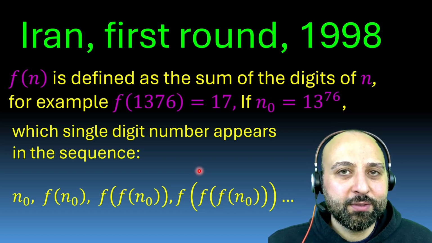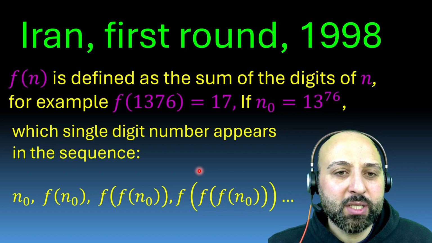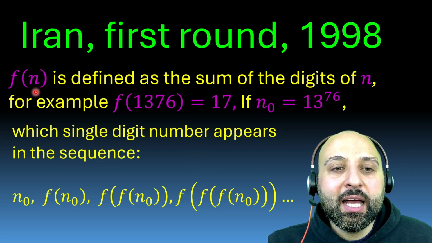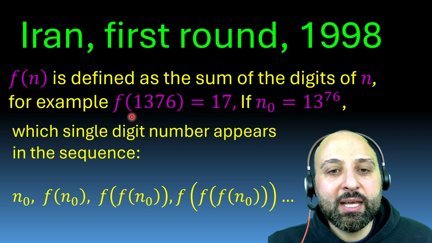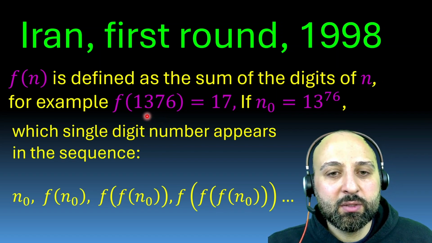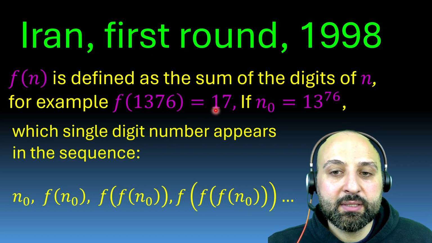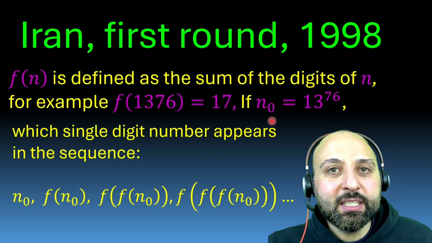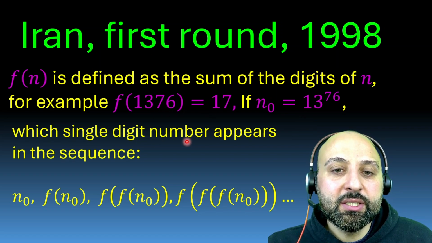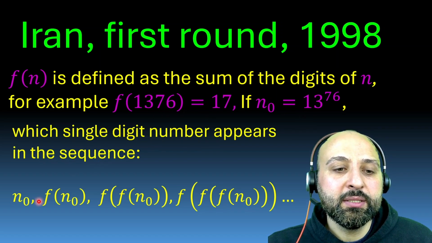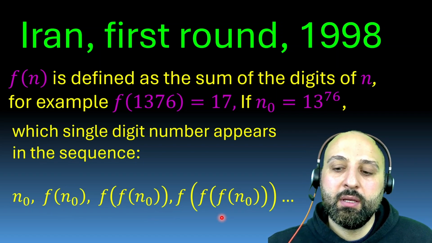Hi, here we have another question from Iran Mathematical Olympiad round number 1, year 1998. This is a number theory question, and we have Fn defined as the sum of the digits of n. For example, F1376 is equal to 1 plus 3, which is 4, plus 7, 11, plus 6, 17. Assume that n0 is equal to 13 power 76. Which single-digit number appears in the sequence n0, fn0, ffn0, and so on?